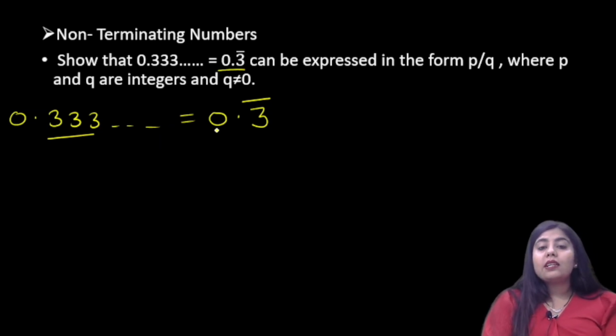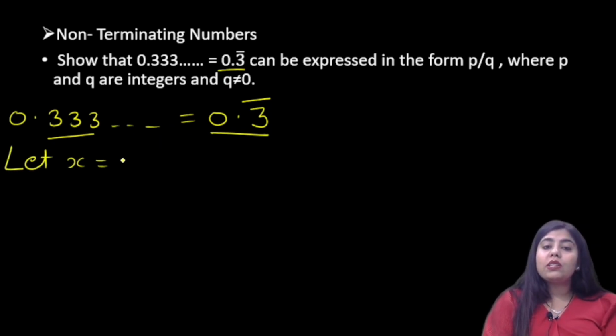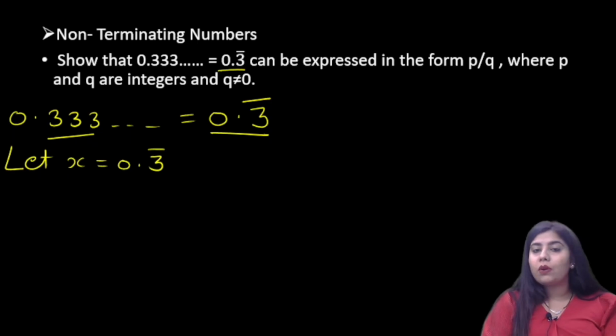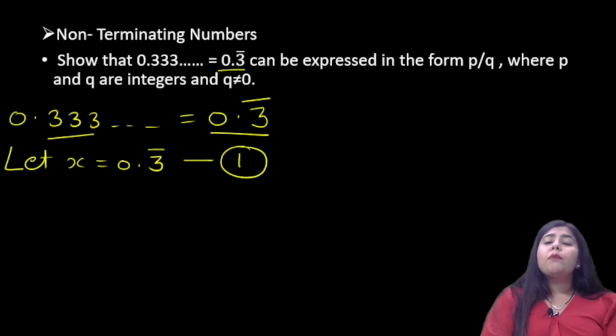Let us take this number as x. Let x equal 0.3 bar. Give it the name equation number 1. Now, next step, you have to multiply the first equation by a number. By what number do you have to multiply? Just see the digits on which there is a bar. As there is a bar on one digit only, you have to multiply equation 1 by 10 only.